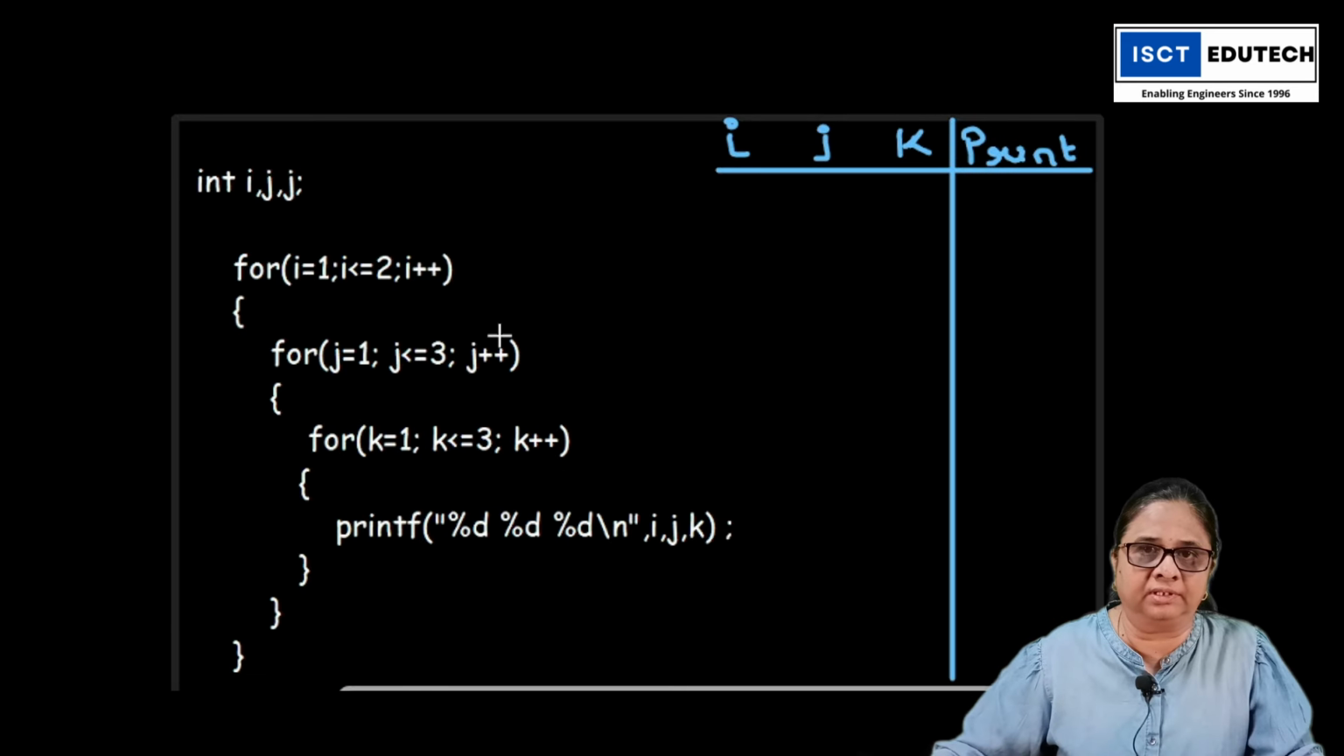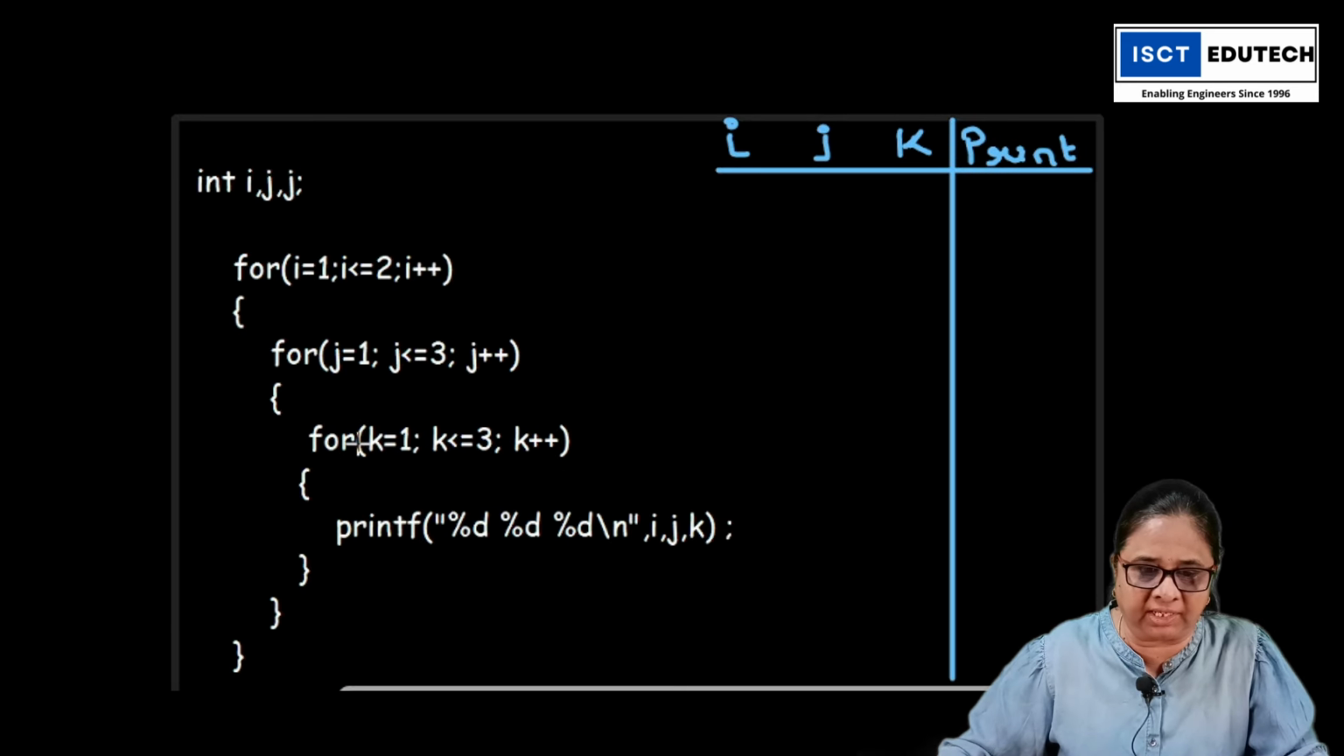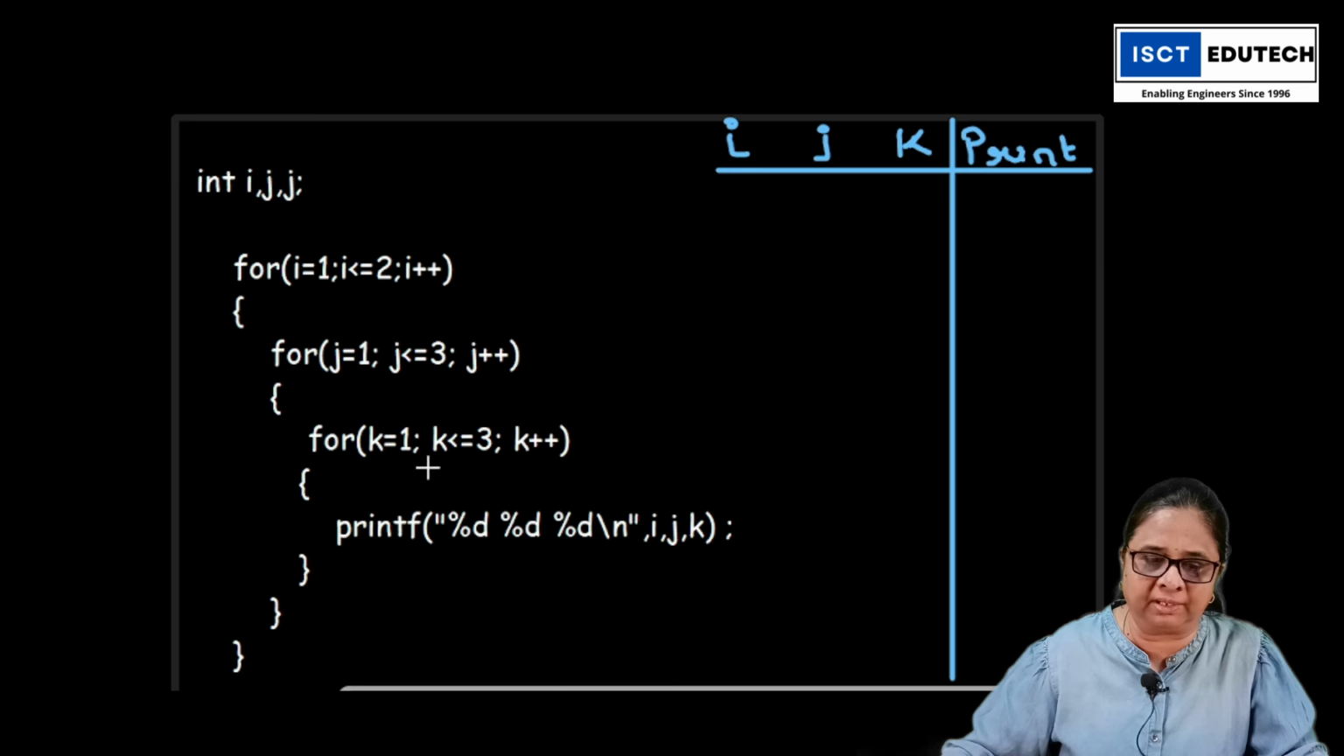For example, with 3 loops. So I have I, J, K. K is within J, J is within I. Or you can analyze it like this. I is the outer loop, J is the inner loop, and J is the outer loop for K, and K becomes the inner loop.